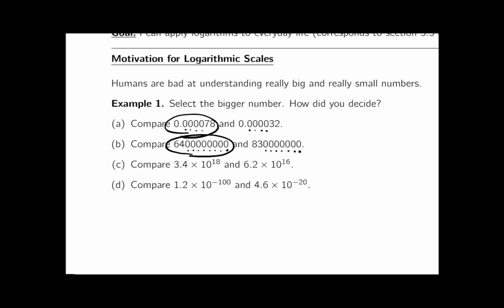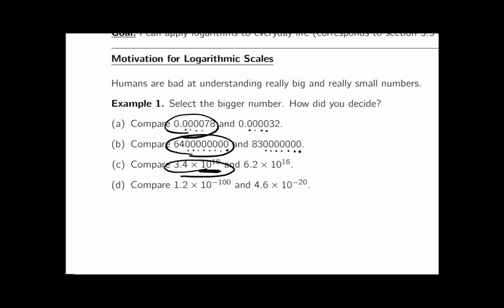Okay, in C and D, we have 2 examples that are written in scientific notation. So 3.4 times 10 to the 18th and 6.2 times 10 to the 16th. And because it's in scientific notation, I can tell right away that this 10 to the 18th part is going to end up with a bigger number than the part with the 10 to the 16th. So this is my bigger number.